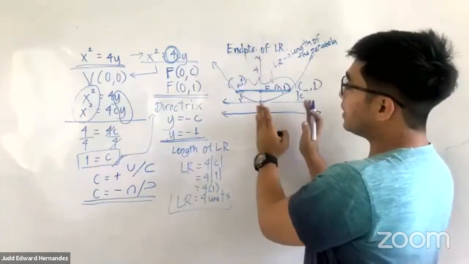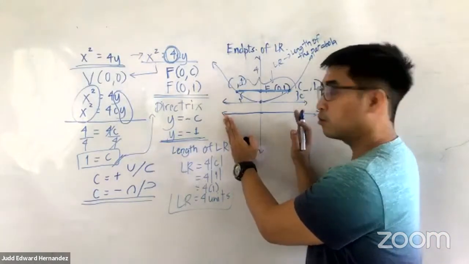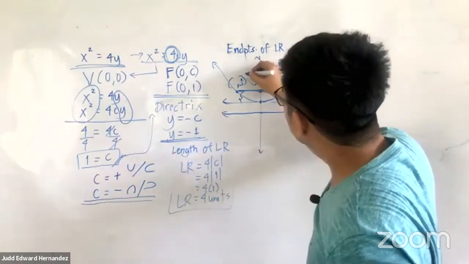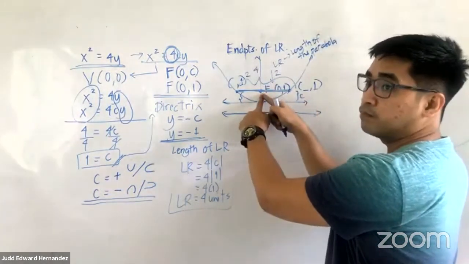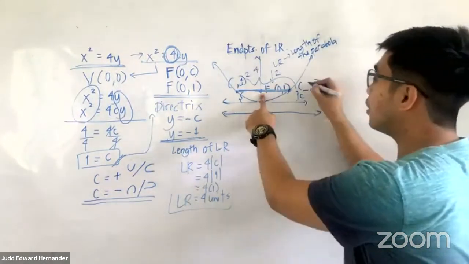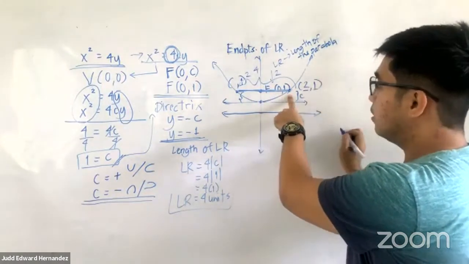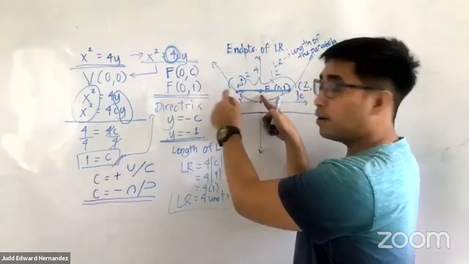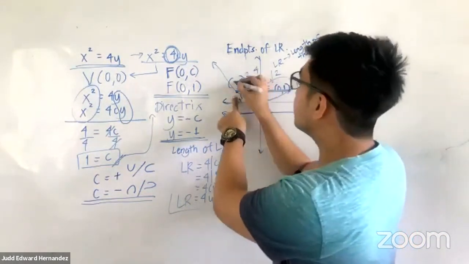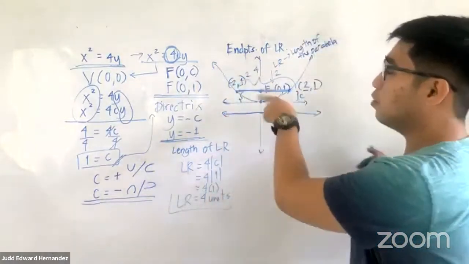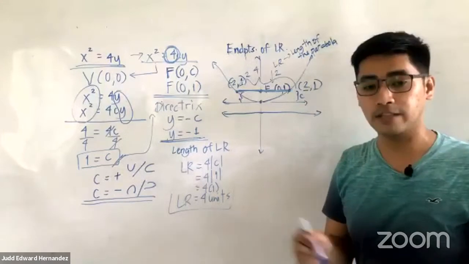Okay. So, sabi natin 4. Eh, ano ba yung 4 pag hinati natin? 2. Therefore, this is 2. This is also 2. Ibig sabihin, from the focus, kumanan siya ng dalawa. Ano ngayon yung magiging endpoint natin dito? This becomes 2, 1. Eh, paano kung kumaliwa siya ng dalawa? This becomes negative 2, 1. I hope this is clear. Okay, maliwanag na. That would be the endpoints of the latus rectum.